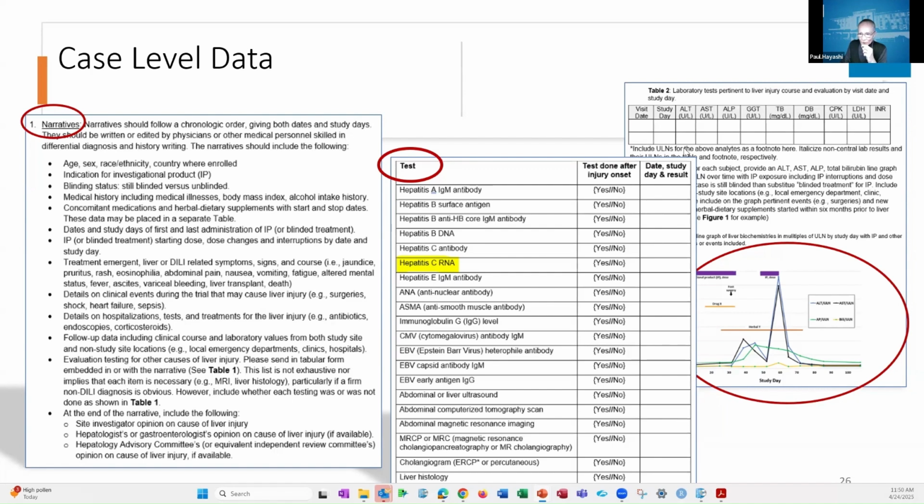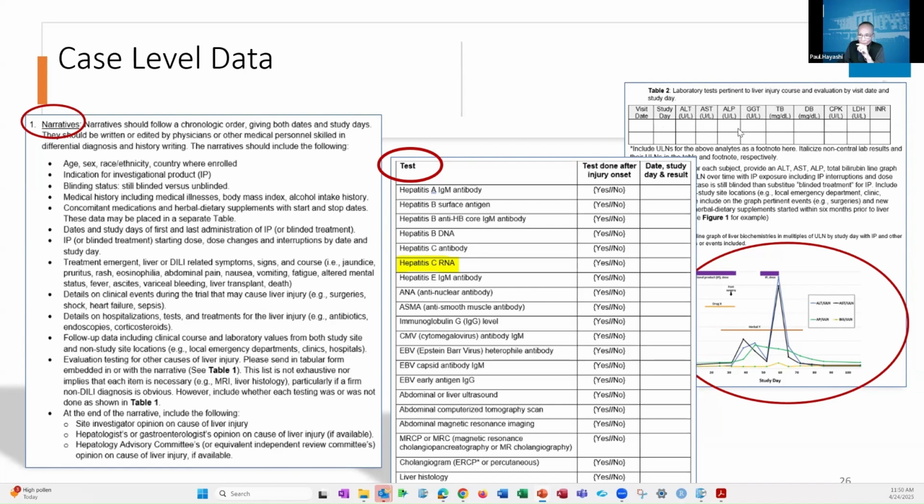We would also like a table of absolute values, not times upper limit of normal. As I mentioned before, if you just put an ALT that was 5 times upper limit of normal, I don't know if that is 5 times 30, 150 or 5 times 60 or 70 over 300. And to a clinician, that's a big difference. An ALT of 150 versus an ALT of 350. So we do want the absolute values, not times upper limit of normal.